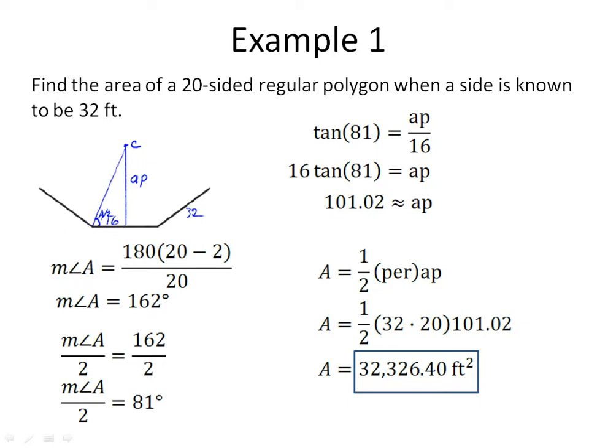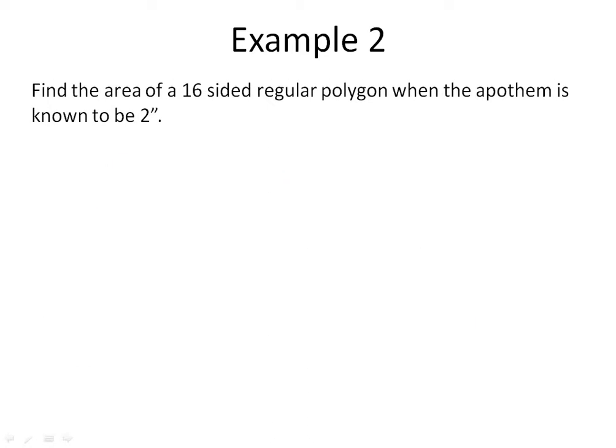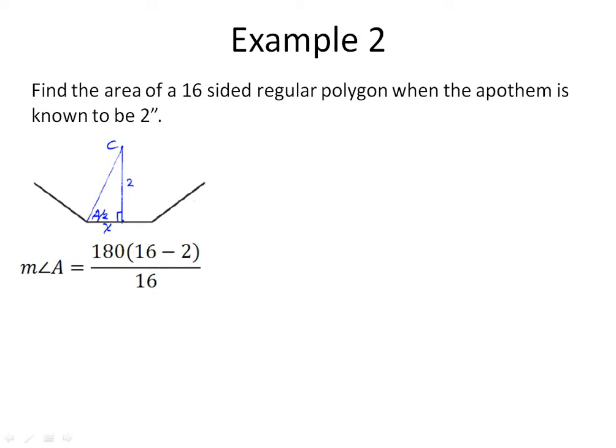Okay, let's move on to example 2. This time they have a 16-sided regular polygon when the apothem is known to be 2 inches. Here's what we've got. Got our triangle set up here. The apothem is 2. We need to find x, and we also need to find the angle. So the first thing we need to do is to find the angle.